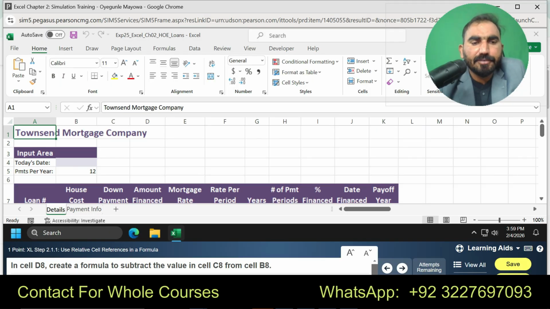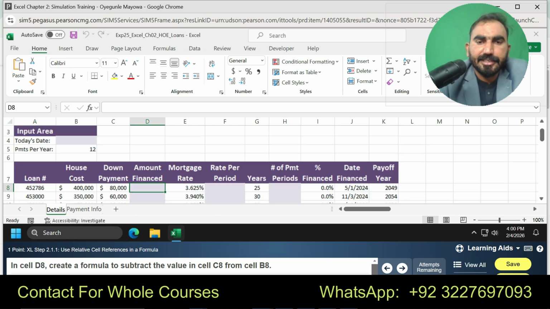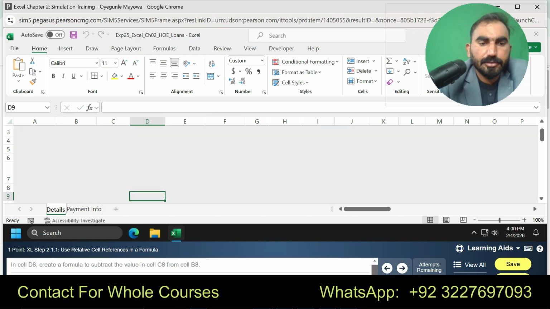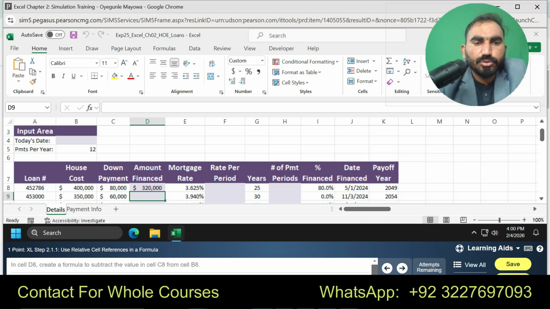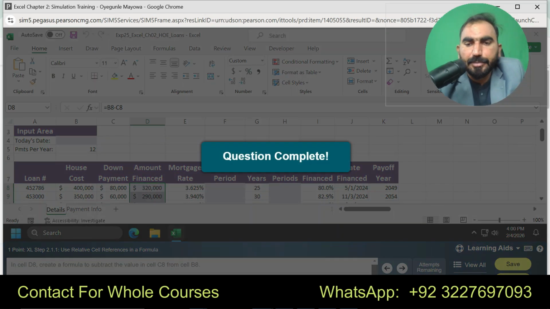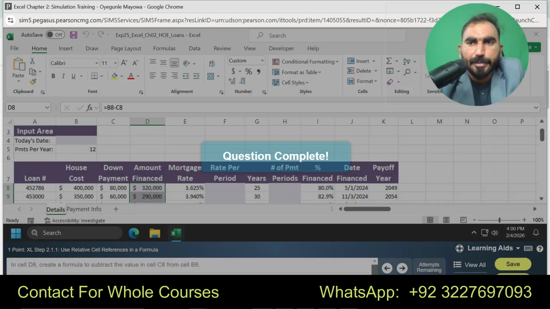In cell D8, create a formula to subtract the value in cell C8 from cell B8. I am going to insert a function in cell D8, B8 minus C8. Copy the formula by using the fill handle in the remaining cells. I have completed question number 1. Now I am going to move to my next question.